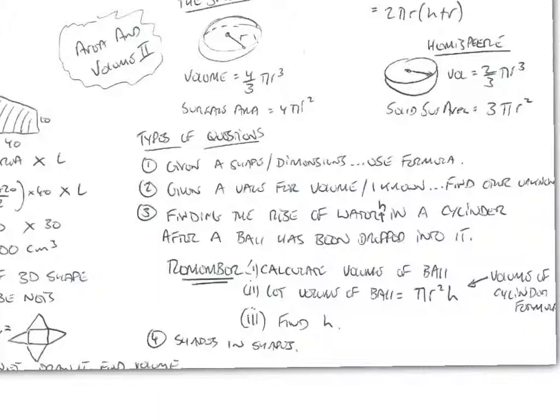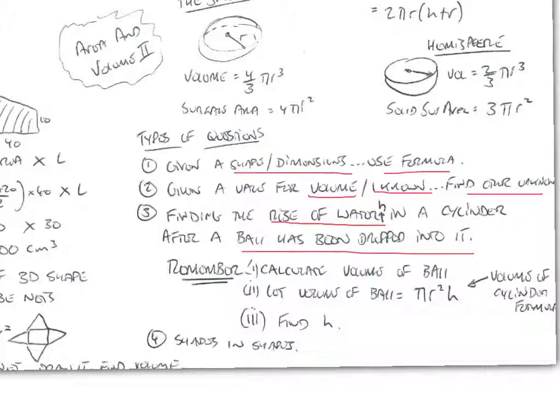Okay, so what kind of questions do they ask when we think about cylinders and spheres? Well, there's the ones where you're just given the straightforward shape with its dimensions, and you just use the formula to find the volume. Sometimes you're given an actual numerical value for the volume and one known, and you find the other unknown. And a typical question that can come up in project maths is where we're finding the rise of water H in a cylinder after a ball has been dropped into it. And there's a standard approach to that type of problem.